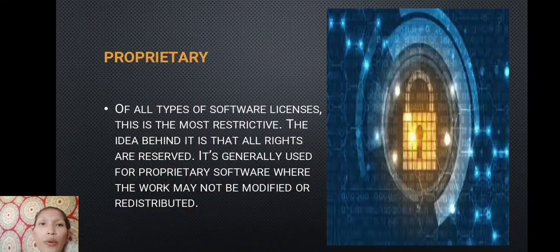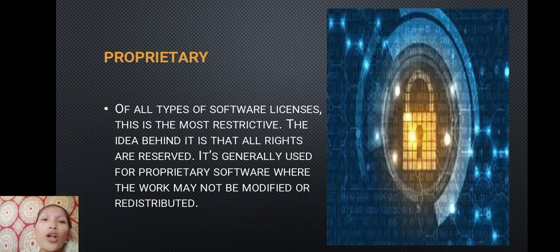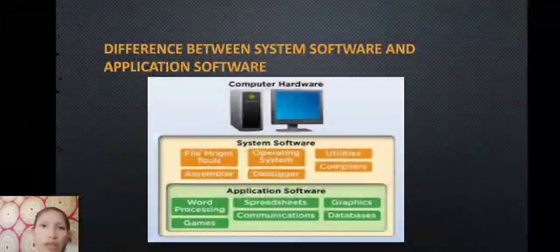Next one is the proprietary. Of all types of software licenses, this is the most restrictive. The idea behind it is that all rights are reserved. It's generally used for proprietary software where the work may not be modified or distributed. So it cannot be modified or distributed.